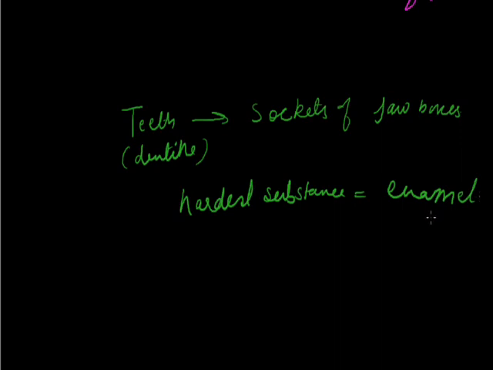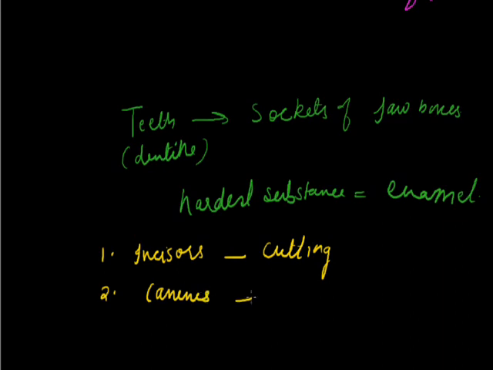Jaws present in the buccal cavity are provided with 4 different types of teeth, and teeth are used for tearing, cutting and crushing. There are 4 different types of teeth. These are as follows. The first type of teeth is called incisors. These are meant for cutting food. The second important type of teeth is called canines. These are for tearing.